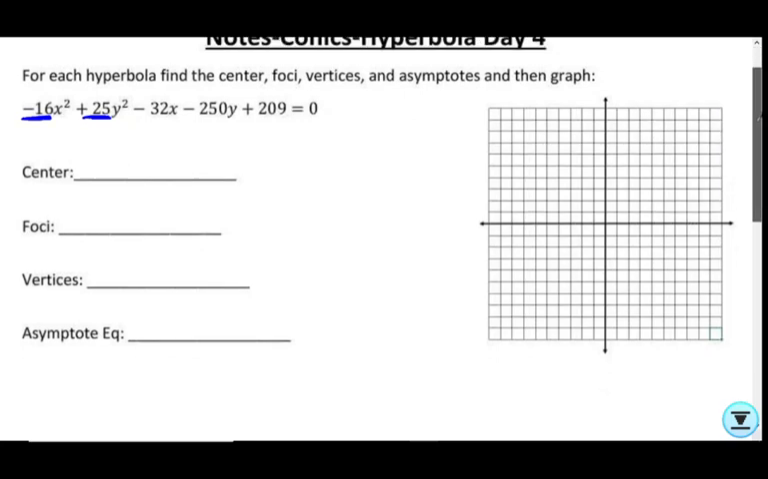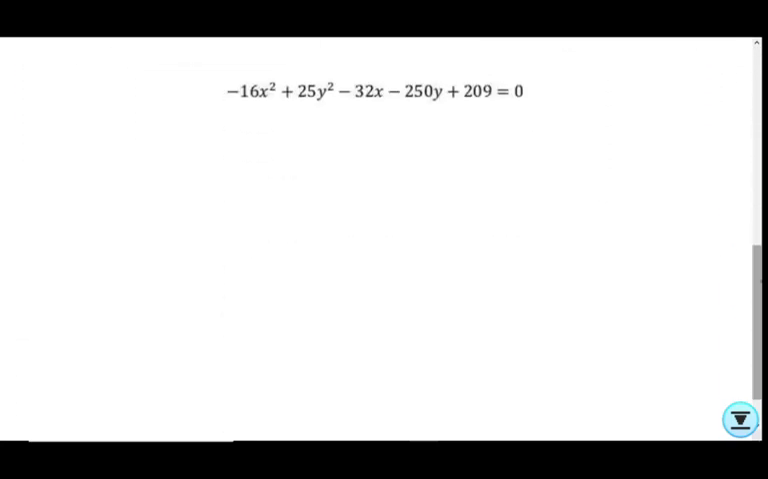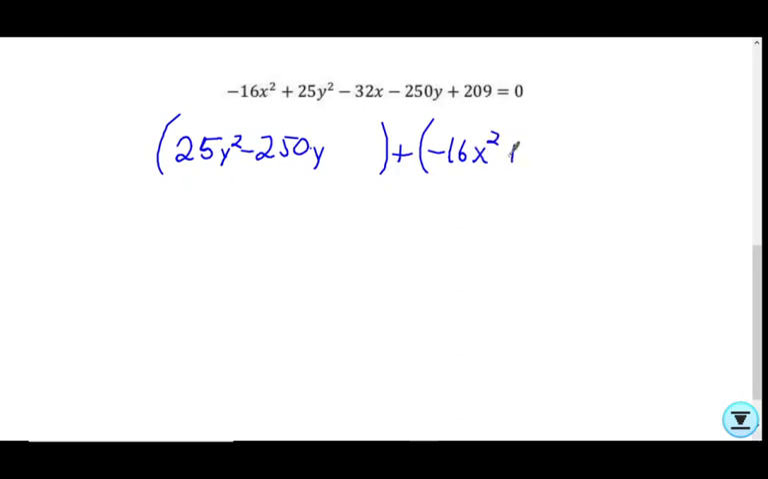So the first thing I'm going to need to do is complete the square. Just like we've completed the square a bunch of times, we're going to group our x's and group our y's. I'm going to group my y's first, and you'll see why in a second. So this is 25y squared minus 250y. And then I'm going to group my x's, plus negative 16x squared minus 32x equals, and I'm going to move the 209 to the other side.